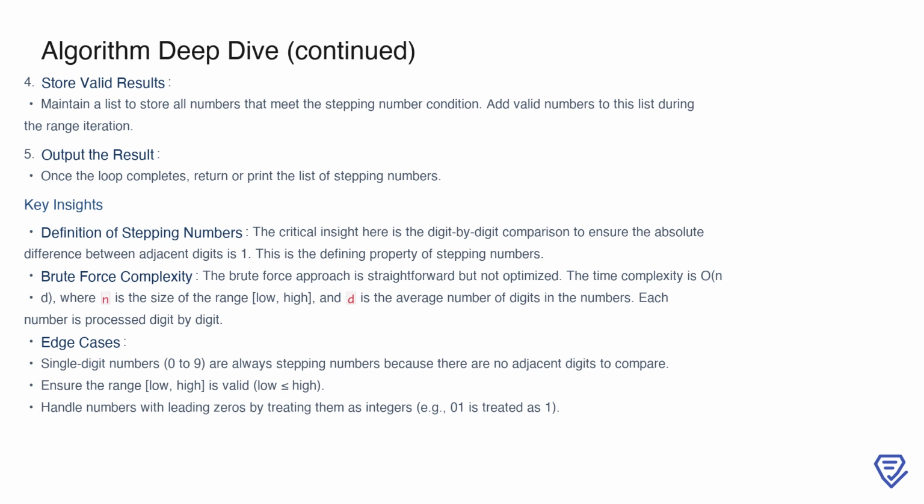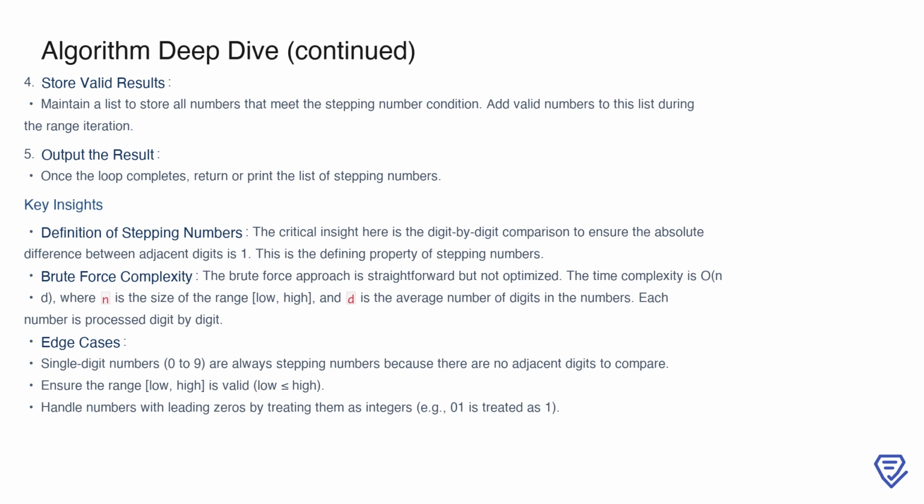The digit-by-digit comparison to ensure the absolute difference between adjacent digits is 1 is the defining property of stepping numbers. While the brute force method is simple and straightforward, it is not optimized. The time complexity is O(n*d), where n is the number of integers in the range [low, high], and d is the average number of digits in each number. Additionally, we need to consider edge cases.